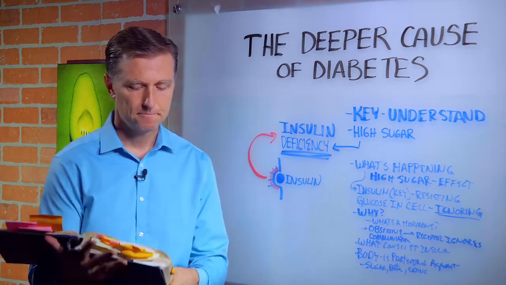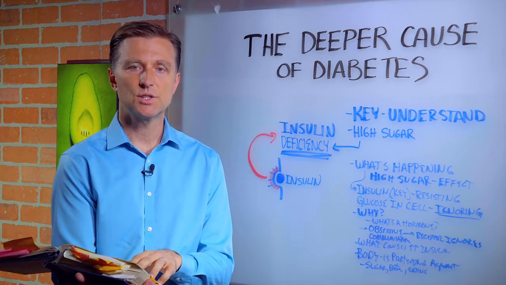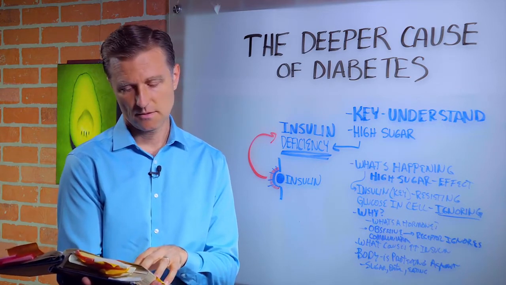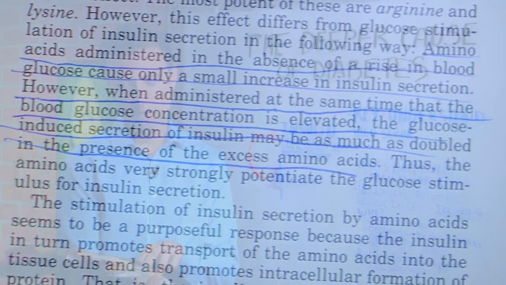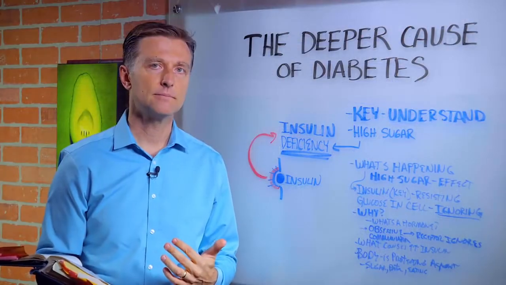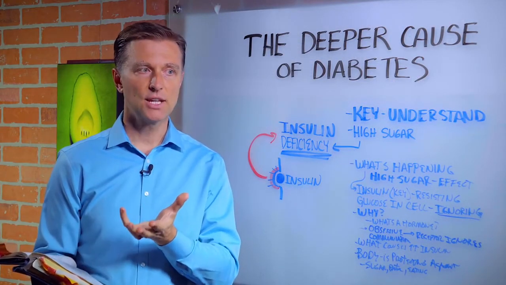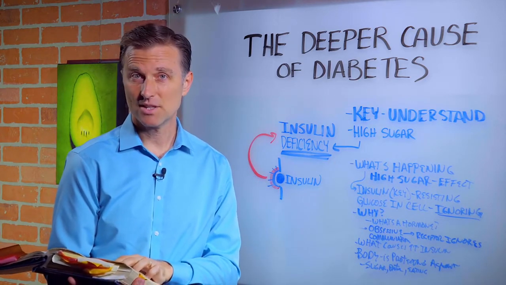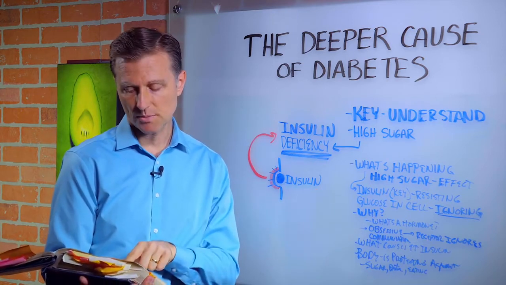Number two, second page, other factors that stimulate insulin secretion. Amino acids, that's protein. It says right here, amino acid administration in the absence of a rise in blood glucose cause only a small increase in insulin secretion. Basically, it's telling us that protein or amino acids can cause a small rise in insulin. Okay, it's not obviously as much as sugar, but it's definitely a small rise.